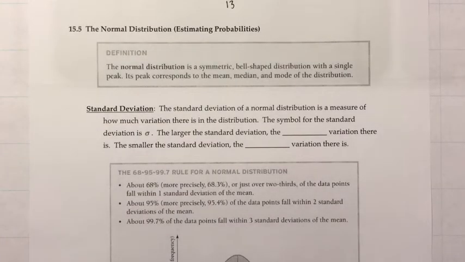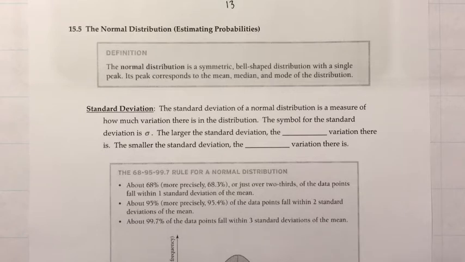Section 15.5, the normal distribution and estimating probabilities. So back in section 13.4, we looked at histograms, and when we were doing that, we started talking about the shapes of distributions, and one of those shapes was referred to as the bell shape. Well, the more official and statistical name for that shape is called the normal distribution, so we're going to look at a definition of that here.